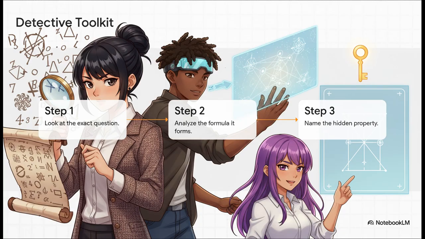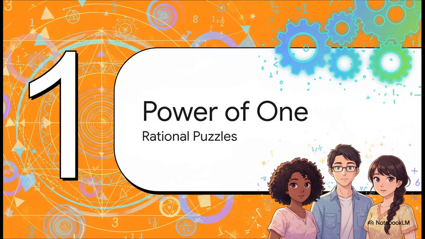To completely crush this exercise, we need a solid method. So here's our 3-step detective toolkit for today's investigation. Step 1, look very closely at the exact question, the raw numbers themselves. Step 2, abstract those numbers to analyze the underlying formula they form. Step 3, once that formula is exposed, we simply name the hidden property. If we stick to this toolkit, there is literally not a single equation in this textbook that can trick us. All right, let's jump straight into Section 1, Puzzles of Rational Numbers and the Magic Power of 1.